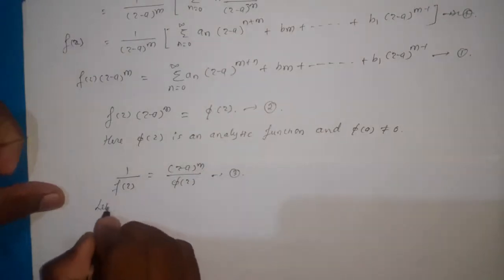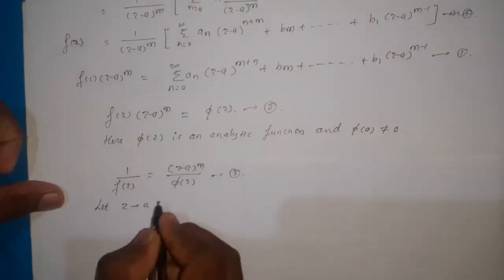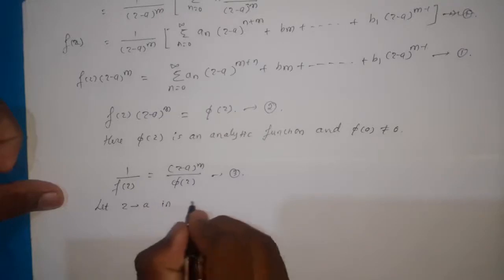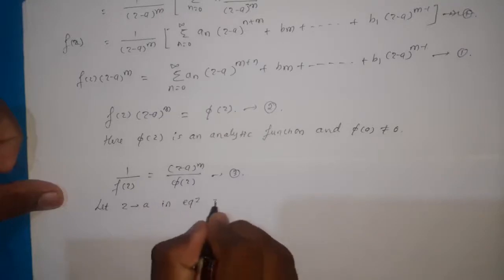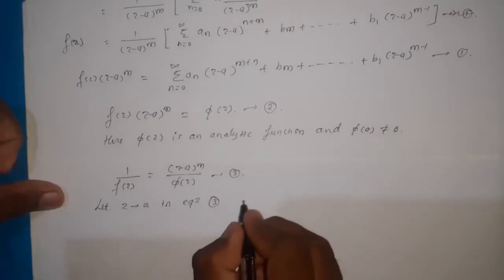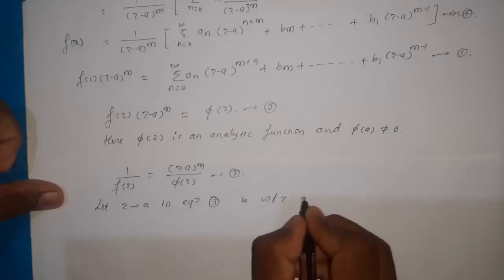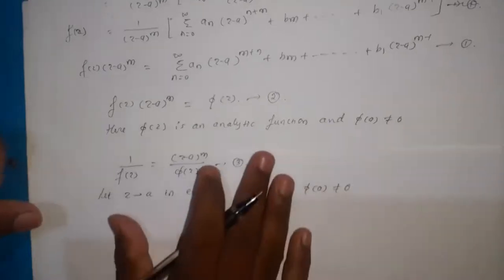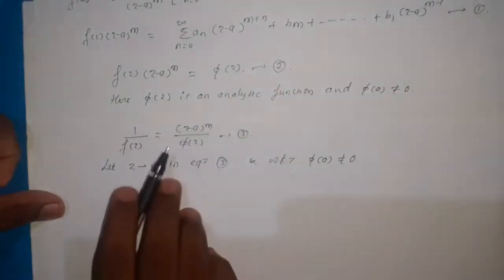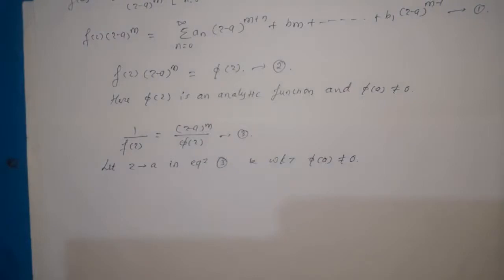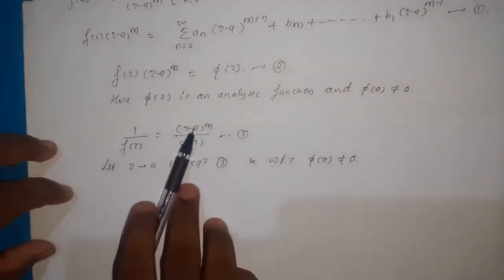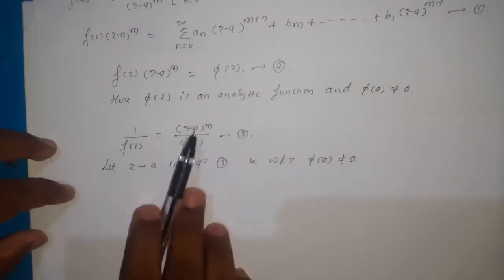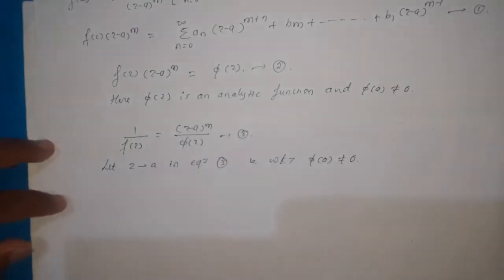Now let z tend to a in equation 3, and we know that phi of a is not equal to 0. So here let us apply the limit as z tends to a. If z tends to a, the numerator becomes 0, and the denominator becomes phi of a, and we know that phi of a is not equal to 0.